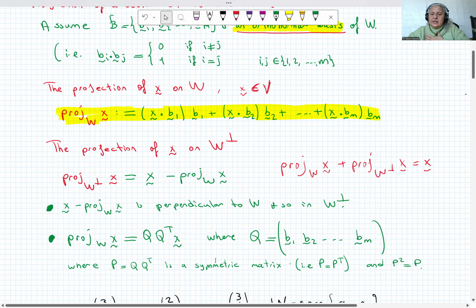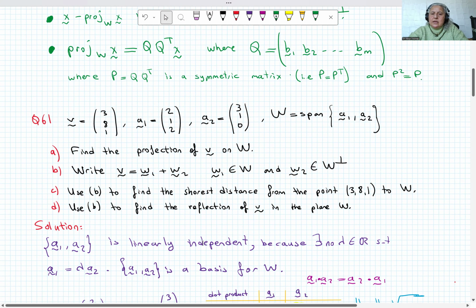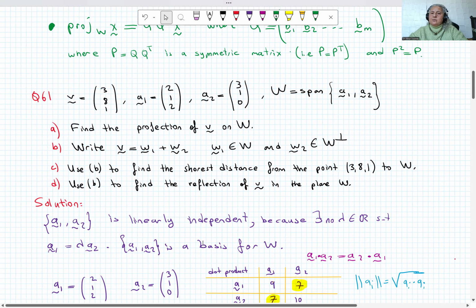A symmetric matrix means that the transpose is equal to itself, or P squared is equal to P. So you can obtain a projection map transformation this way. So the projection transformation is Q transpose. Let's do some exercises to clarify what is happening.